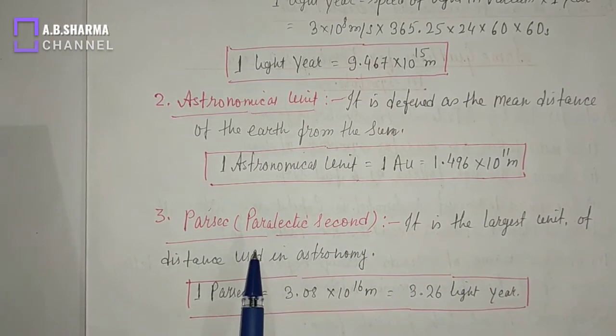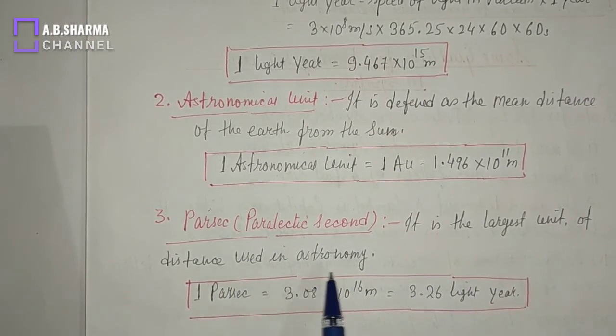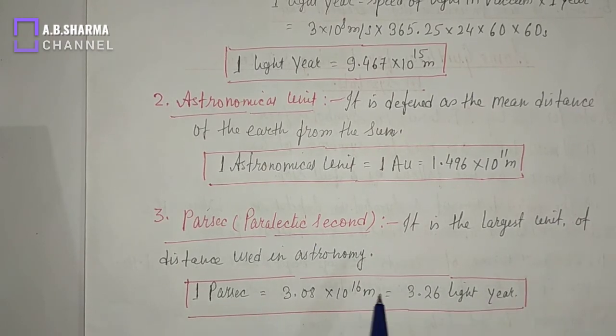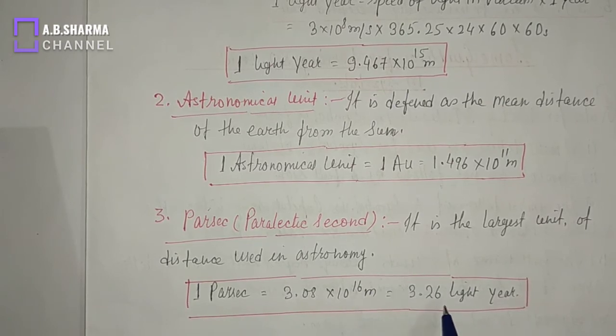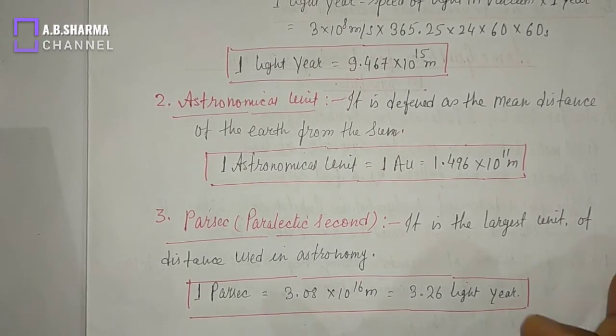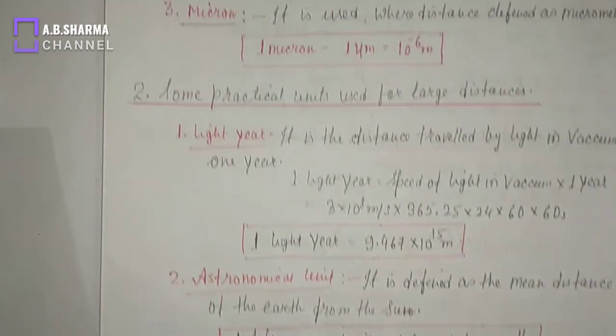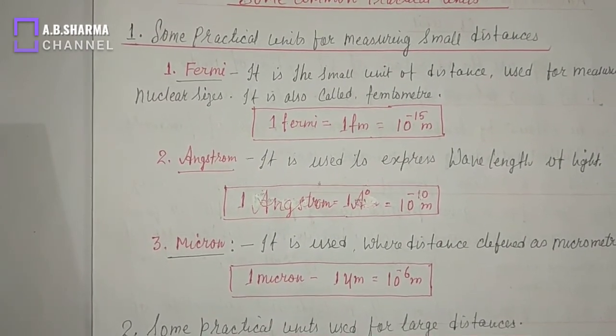Parsec, that is parallactic second, is the largest unit of distance used in astronomy. 1 parsec equals 3.08 into 10 to the power 16 meter, or it equals 3.26 light years. So these were some common practical units as well as systems of units and advantages of the SI system.